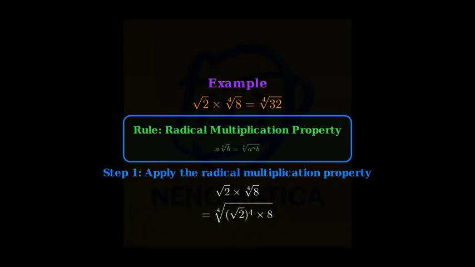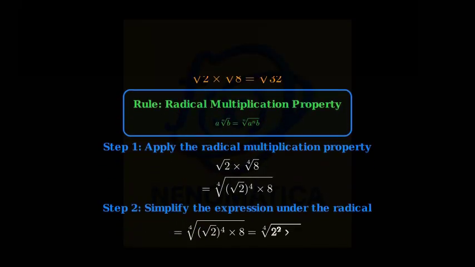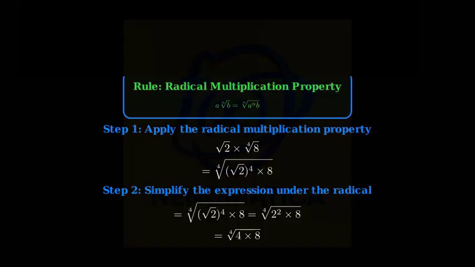Using the formula a times the nth root of b equals the nth root of a to the n times b, we can rewrite this as the fourth root of the quantity square root of 2 to the fourth power times 8. Next, we need to simplify the expression under the radical. First, we calculate the square root of 2 to the fourth power. When we have the square root of a number raised to a power, we can simplify by multiplying the exponents.